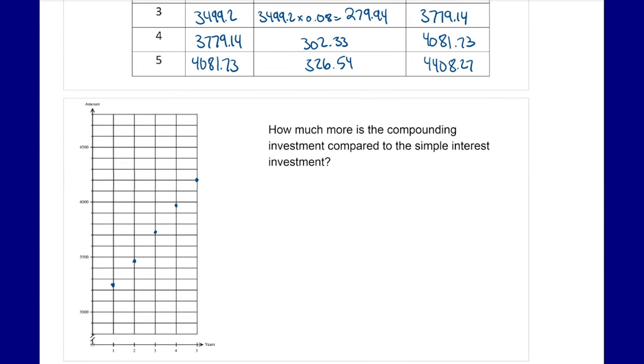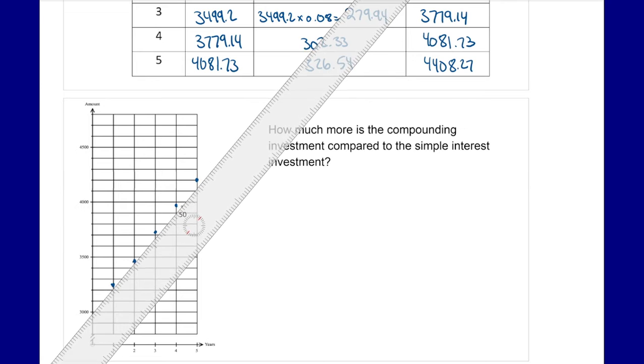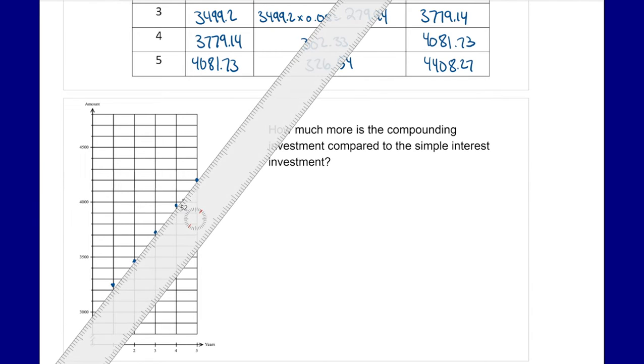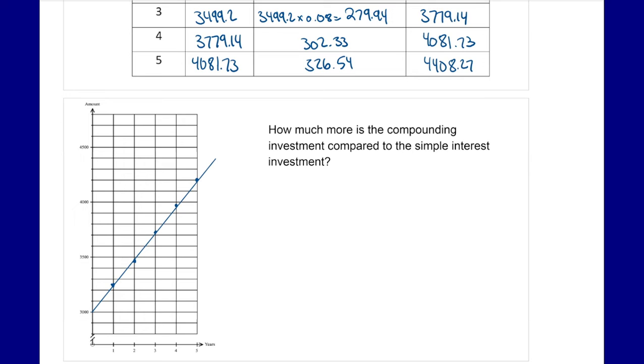1, 2, and we should see that this forms approximately a straight line. So this is the simple interest. It does look like a linear equation or a linear function, which we did talk about previously.